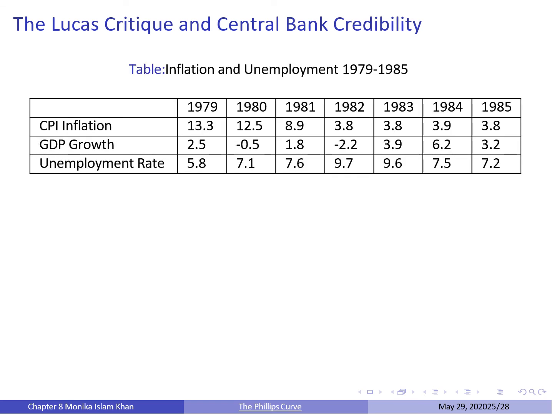This table shows us the inflation and unemployment rates between 1979 and 1985. It also shows us how disinflation did not really work well. See how inflation fell at a quick rate after 1979, causing the unemployment to increase rather quickly as well.